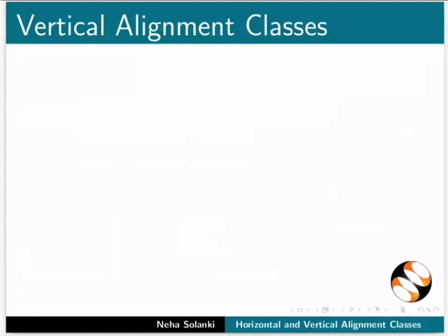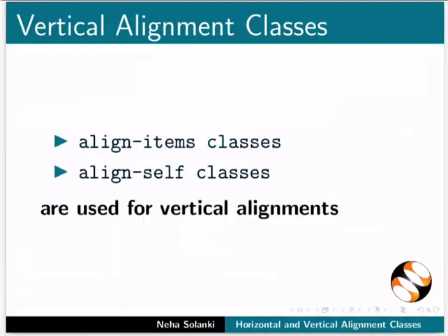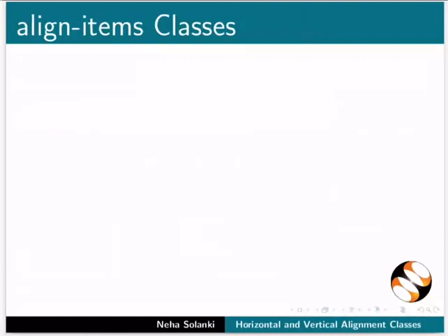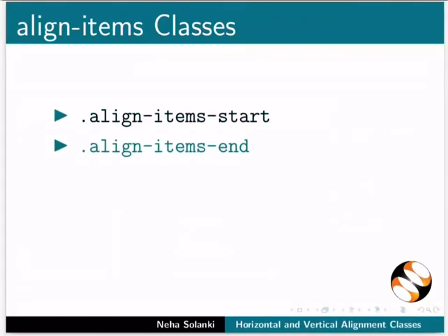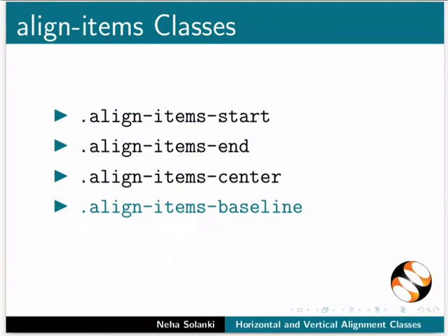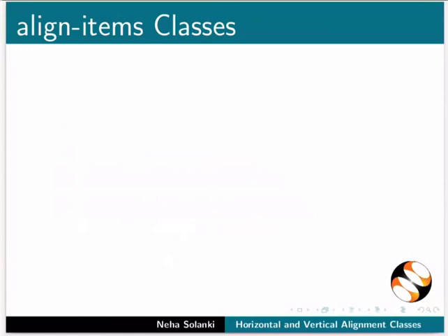Now let's understand vertical alignment classes. Align items classes, align self classes are used for vertical alignments. These are different types of align items classes. .align-items-start, .align-items-end, .align-items-center, .align-items-baseline, .align-items-stretch. Now let's understand these classes one by one.